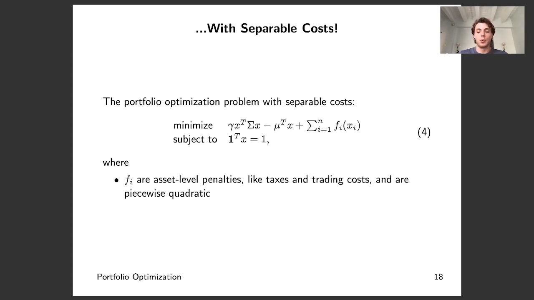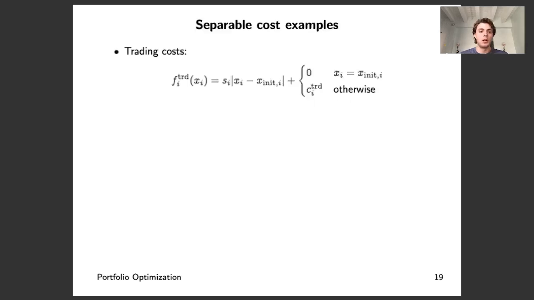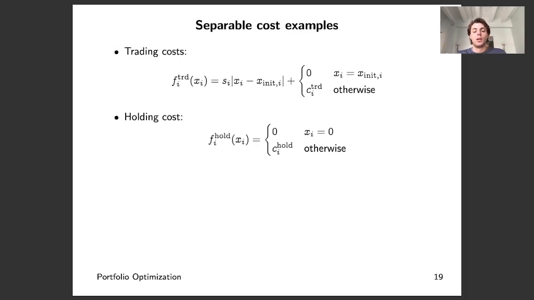So some example costs that we might introduce that are separable would be trading costs, where this is a realistic one where it's not free to trade. We might be charged a certain cost for more in demand assets, or a lower cost for less in demand assets. So here we would be charged no penalty if we don't trade, and we'd be charged some penalty if we do. We might be charged a holding cost.